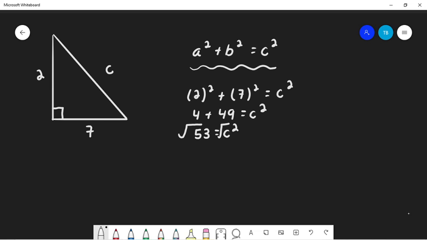Now, depending on what your teacher or instructor asks you to do, they may say, find the irrational number and round it to, for instance, 2 or 3 decimal places, or they may just ask you to leave it in radical form, and that's what we're going to do in this video. So we'll just say that we'll leave the length of the hypotenuse in radical form. So the square root of 53 is equal to, and then the square root of C squared would be C. So the length of the hypotenuse in this triangle would be the square root of 53.